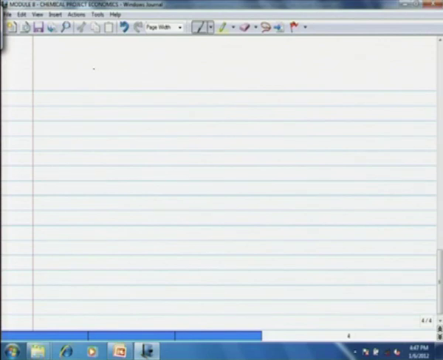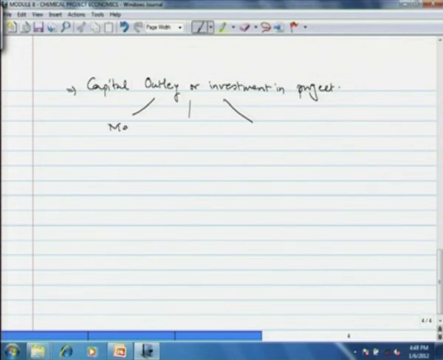The second criteria is that of the capital outlay or investment of the project. Here there are three categories. First is a mega project involving thousands of crores, then medium size, maybe few hundred crore, and a small scale project which could be up to 100 crore. Of course, these are very broad classifications.